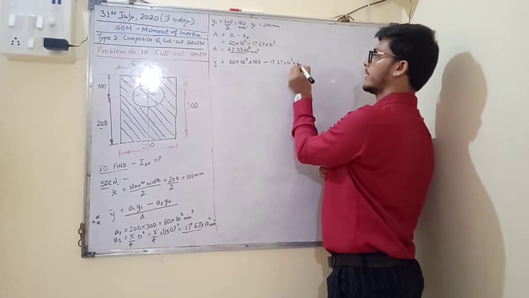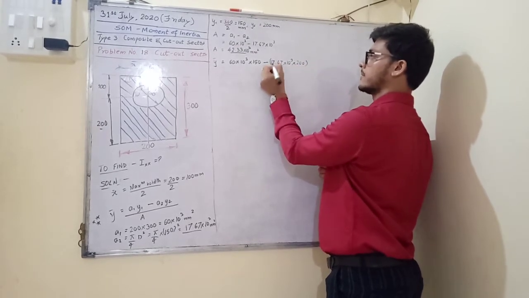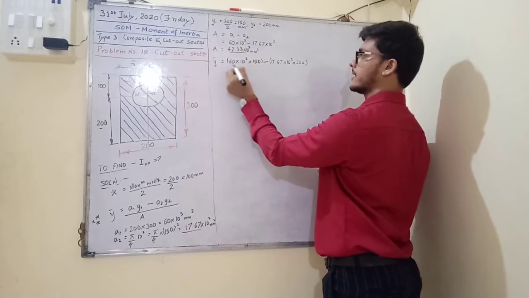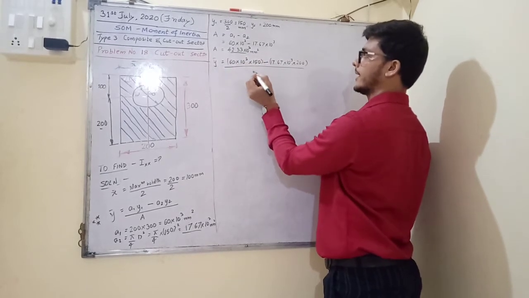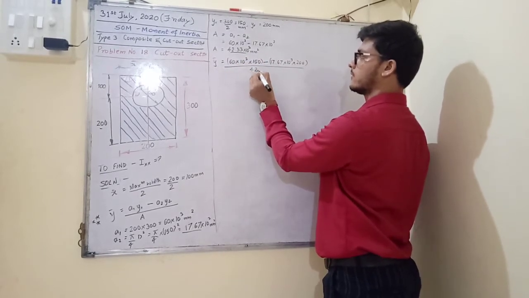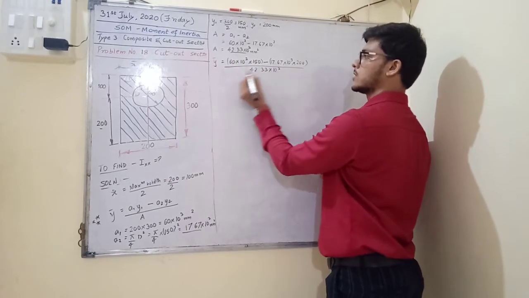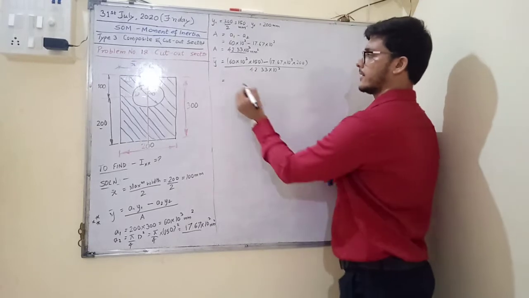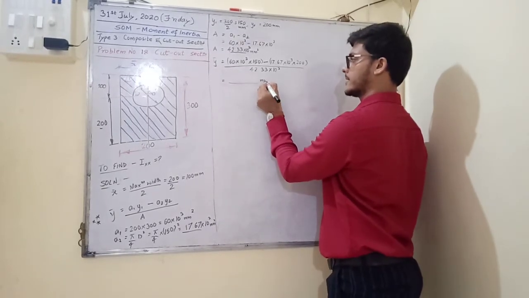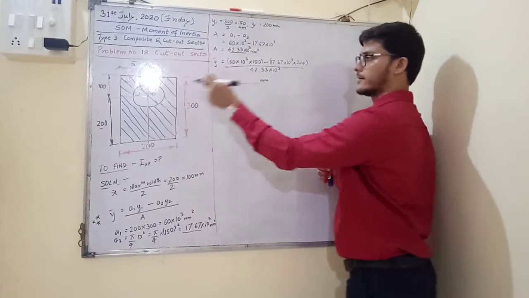y2 is 200. y bar equals (a1 y1 minus a2 y2) upon total area. a1 minus a2 we have calculated just now, 42.33 into 10 raised to 3. On solving this, we will get the value of y bar in millimeter. Then we will locate that y bar over here.